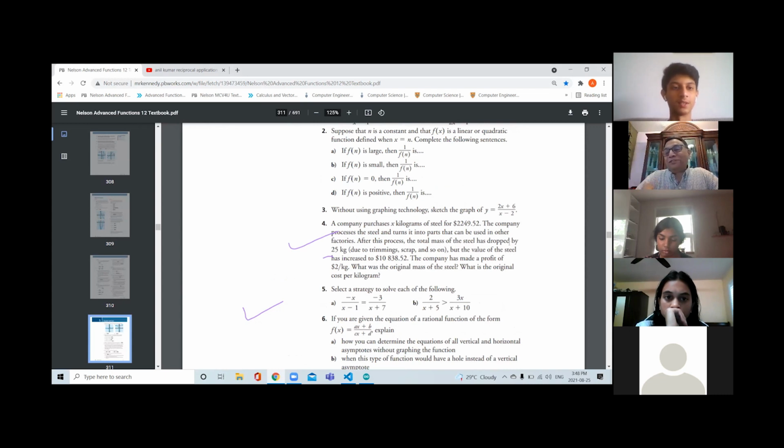Correct. So this is the same as the pizza question, right? Same question as the pizza question. You did not keep the number of slices or pieces, but the mass was gone as scrap. So minus 25 will come in the denominator, right? But it is exactly the same question.